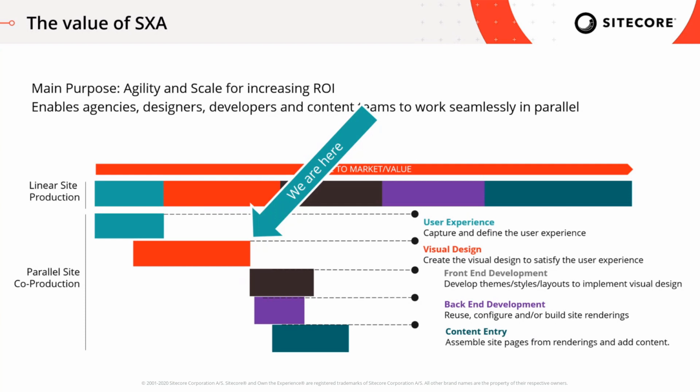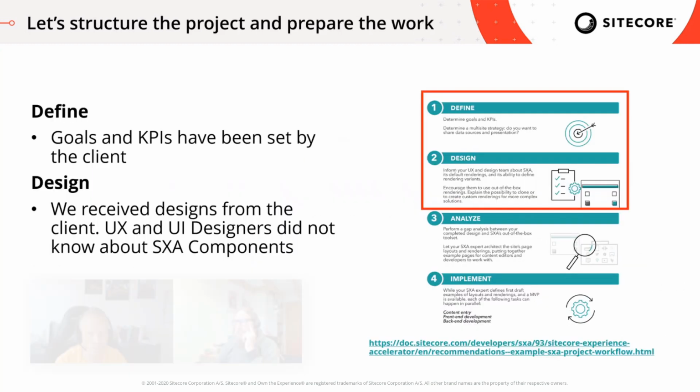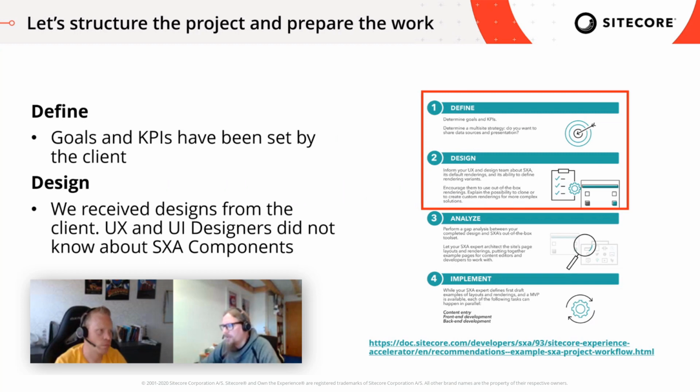Yes. So if we take a look, I think we need to structure things now a bit to get things going and actually start with the implementation. I've taken a look at the best practice guide of SXA, and actually with 9.3 they have introduced some kind of project structure. If we take a look at that, there are 4 phases: define, design, analyze, and implement. We want to go to implement, I guess.